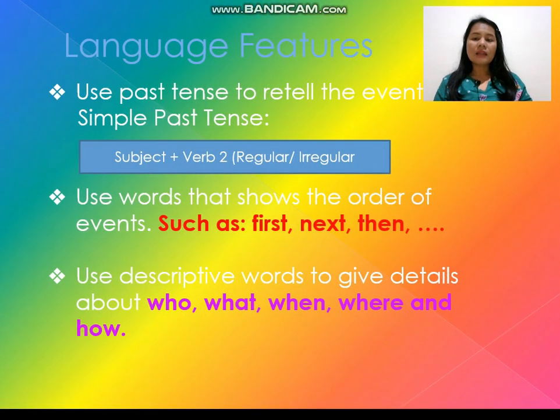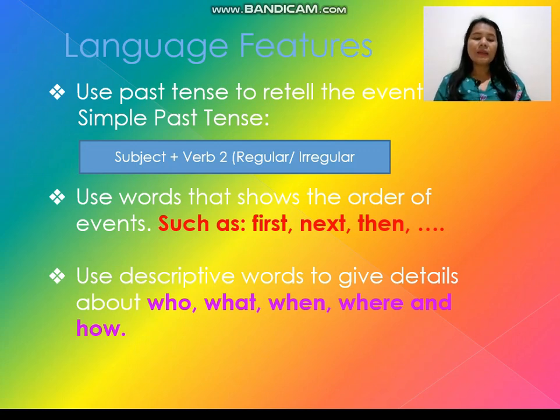And then this one is language feature. It means the sentences that you use in the recount text. Nah, biasanya digunakan bentuk simple past tense. Ya, penggunaannya simple past tense, kata kerjanya bentuk kedua. And then, kemudian menggunakan first, next, then, namanya juga bercerita kan, biasanya ada pertama, saya pergi ke sini, kemudian begini, jadinya seperti ini.